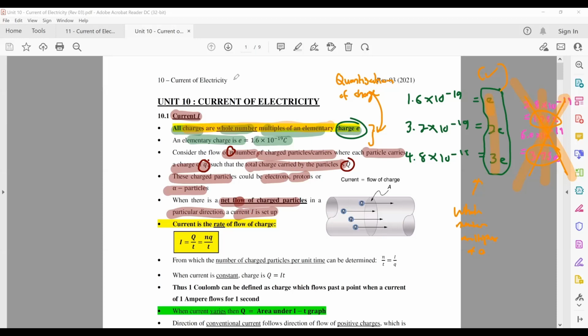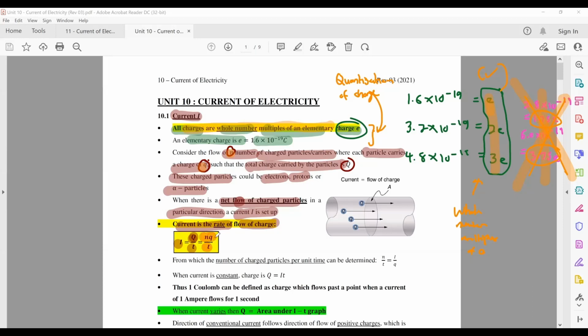Now, current is defined as the rate of flow of charges. So I is total charge divided by time taken. And then just now I mentioned that total charge Q is actually the charge carried by all the particles. So you take the number of particles n multiplied by the charge of one particle. That's why you get nq here divided by t.